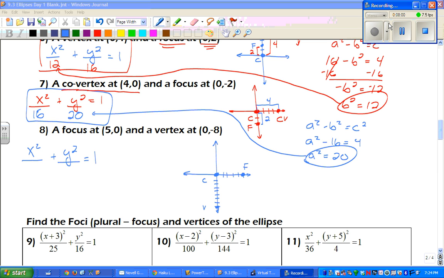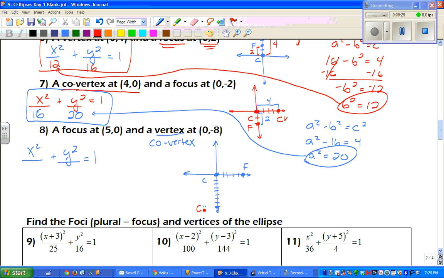Okay, so now we want to check, did we get the picture right? And if you look at this, this has a focus at 5, 0, which is here. But then they tell you you have a vertex at 0, -8. But if you think about it, if the focus goes horizontally, shouldn't the vertex also go horizontally? So in this case, this really isn't a vertex, it's really a co-vertex. So this one was mislabeled.